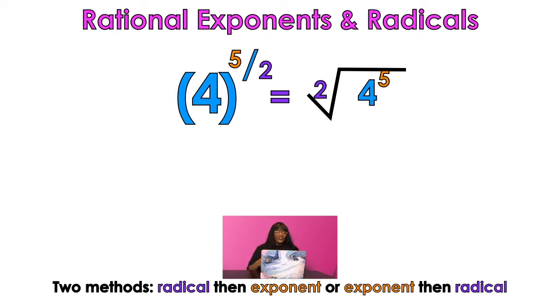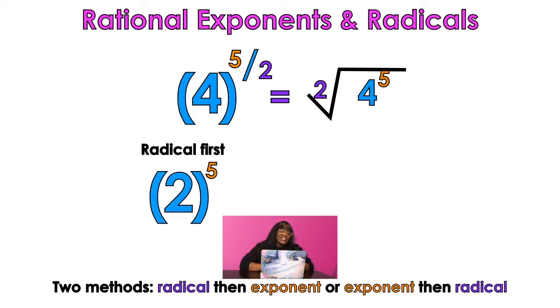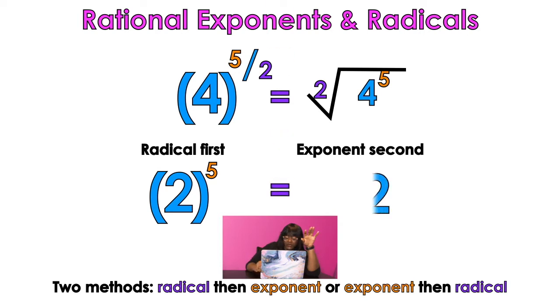So the square root of 4 to the 5th. First, I'm going to do the radical first, 2 to the 5th power. And then I'm going to do the exponent second, because the square root of 4 is 2, so that's how I got that big blue 2 at the bottom. And I'm going to leave the 5, because I have not done the exponent first. So 2 to the 5th power equals 32, and that's my final answer.